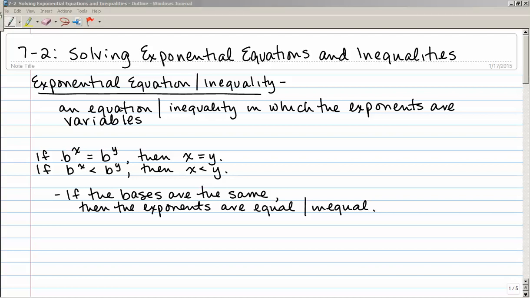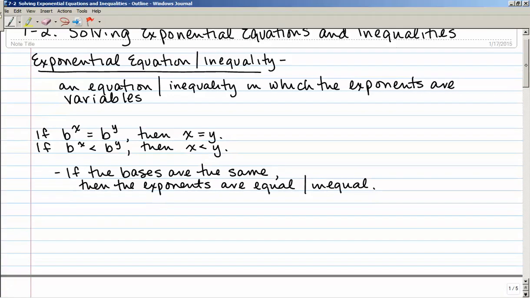So here's the way we're going to do this. If b raised to the x power is equal to b raised to the y power, then x equals y. In other words, if my two bases are the same, then my exponents are going to be equal to each other. The same thing is also true with an inequality if you have a less than or a greater than sign. If b to the x is less than b to the y, notice my bases are the same, then I can just pull off the exponents and say x is less than y.